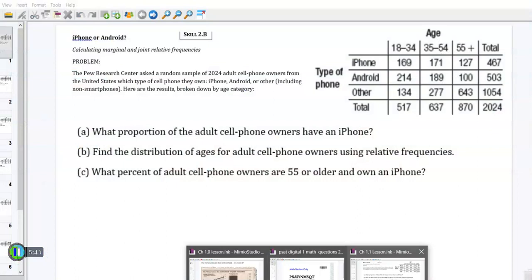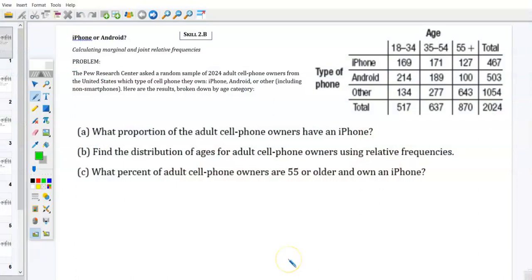Let's go to this one. Okay, so here we have some data. I would write this down in your notes. So this is the iPhone data and different kinds of cell phones. I'm not sure what other is. I guess there's another kind of cell phone.